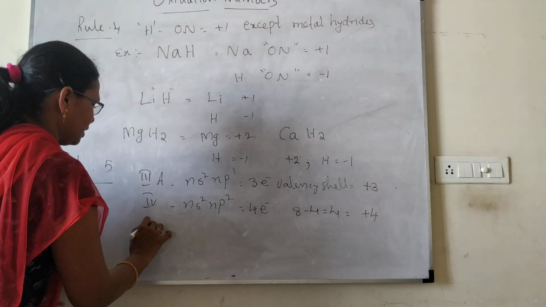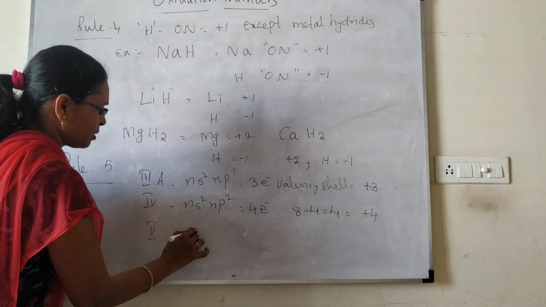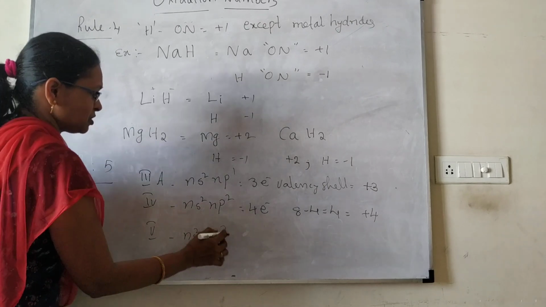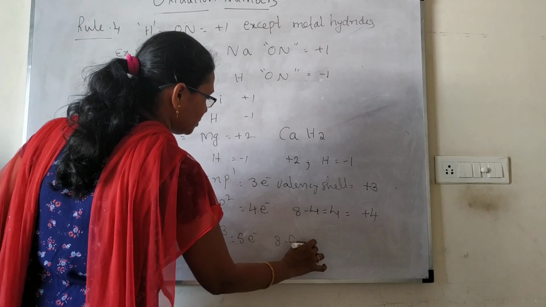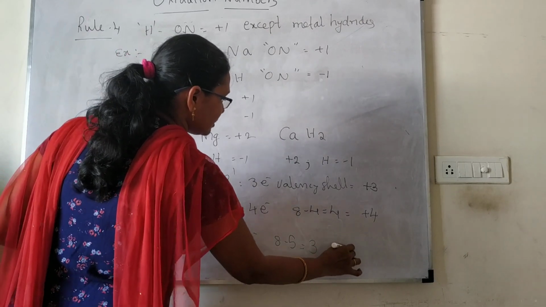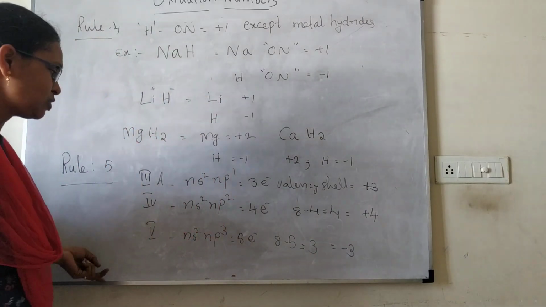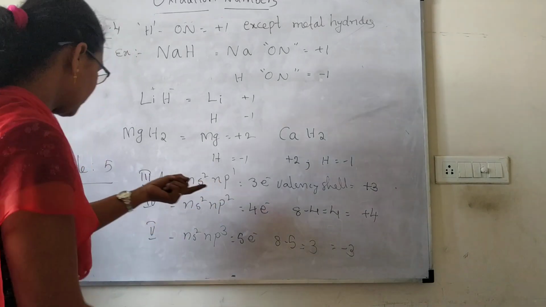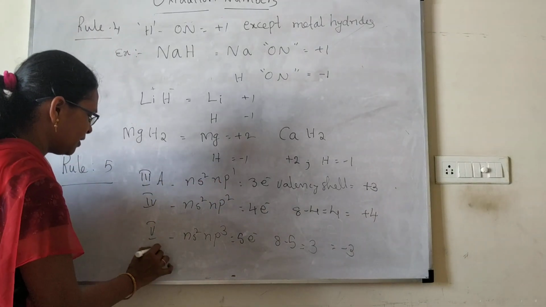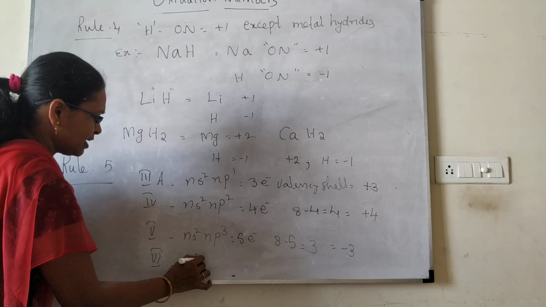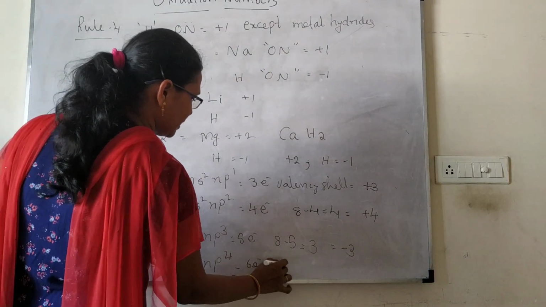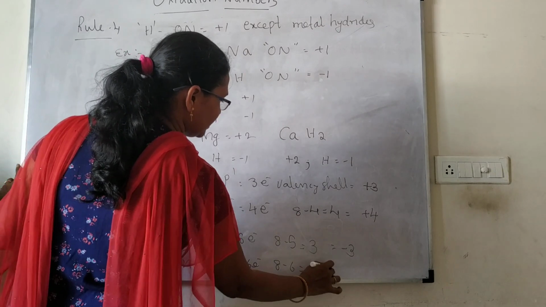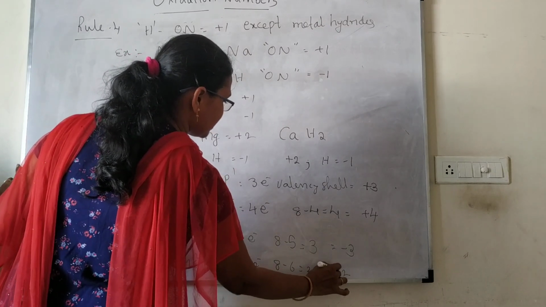And 5th A group elements, you take. 5th A, ns2np3 outermost configuration. So 5 electrons are here. So 8 minus 5 is equal to 3 valency. These are the non-metallic elements. So we'll give -3. Okay. And then when it is coming to the 6th A group elements, ns2np4. So 6 electrons are here. 8 minus 6 is equal to 2. And then -2 is the oxidation number.